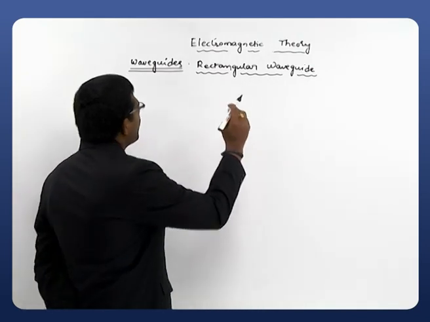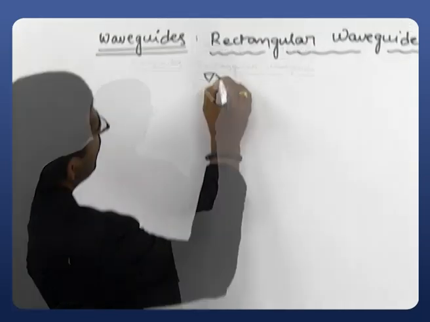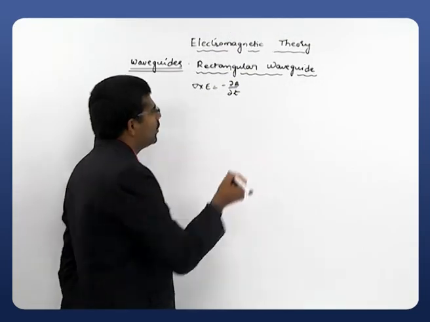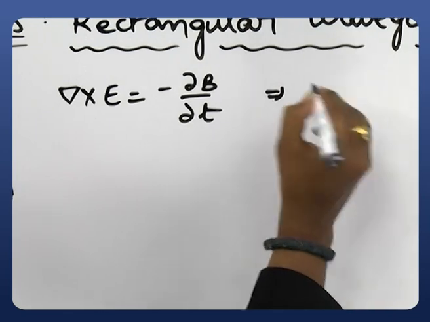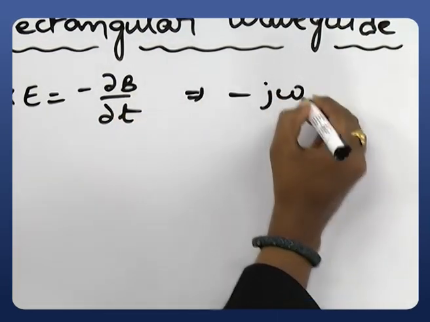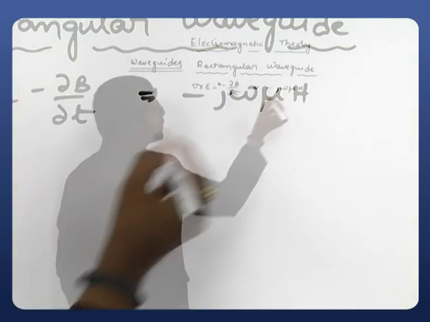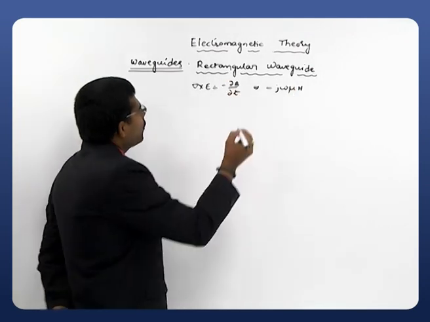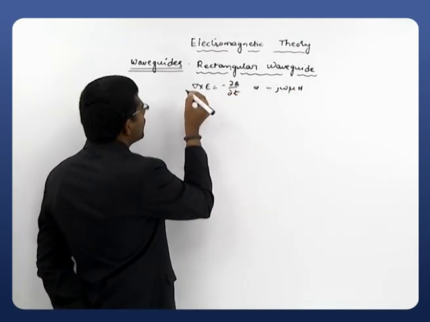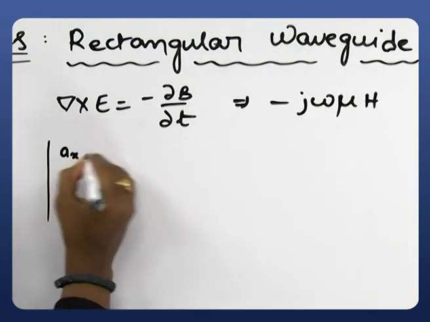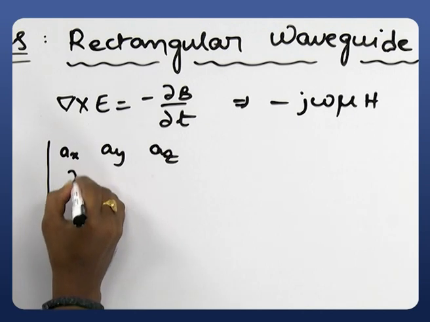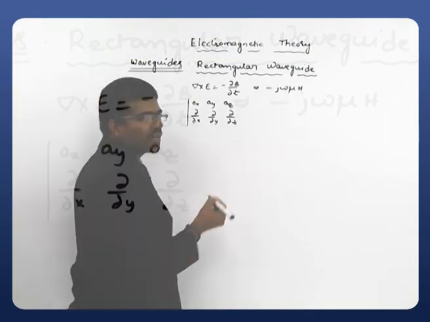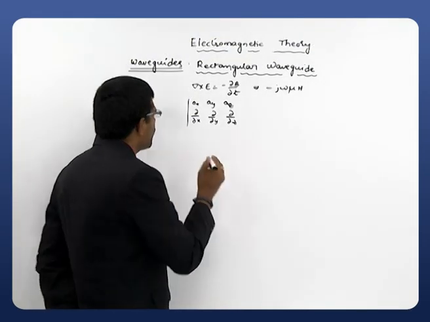For that, consider our Maxwell's equations. We have the Maxwell's equation del cross E equals minus dou B by dou t. Minus dou by dou t can be replaced with j omega, so minus j omega B, and B can be written as mu H. So one of the Maxwell's equations that we have is del cross E equals minus j omega mu H. Now expand this curl operator: Ax, Ay, Az, dou by dou x, dou by dou y, dou by dou z. Instead of dou by dou z, you can write minus gamma. This was already covered in our wave propagation.